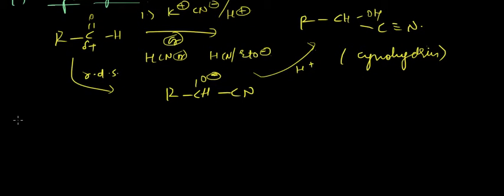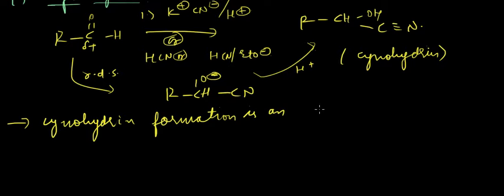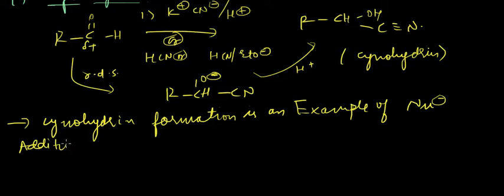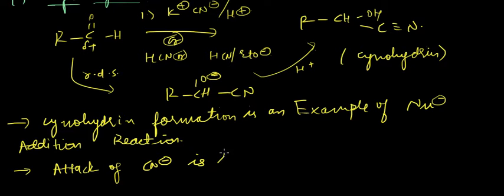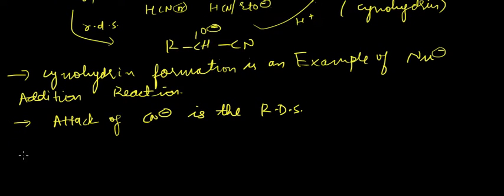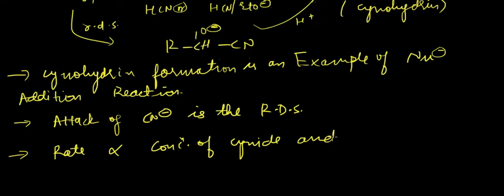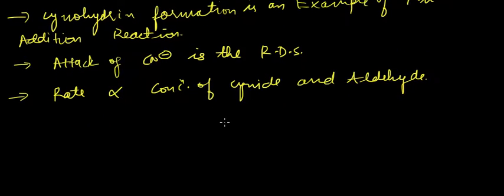Okay, so let's discuss some notes on this. Cyanohydrin formation is an example of nucleophilic addition reaction. Second point is that attack of CN minus is the RDS. Third point is the rate of the reaction is proportional to the concentration of cyanide and aldehyde.